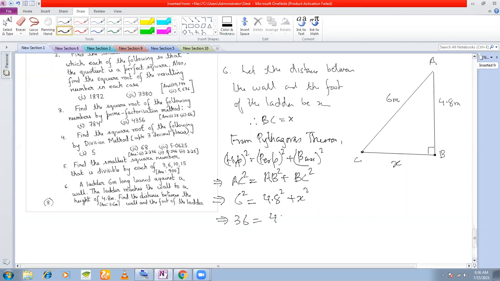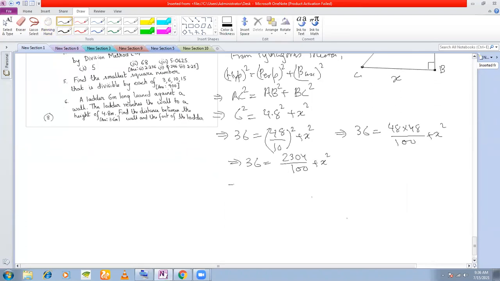How do you find out the square of 4.8? It is 48 by 10 square, right? You can multiply 48 into 48. 2304, divided by 100, plus x square. So that means you get 36 is equal to, now you shift two decimals, 23.04 plus x square.